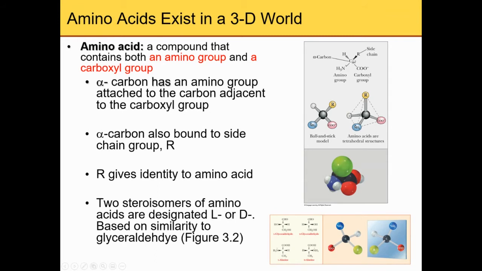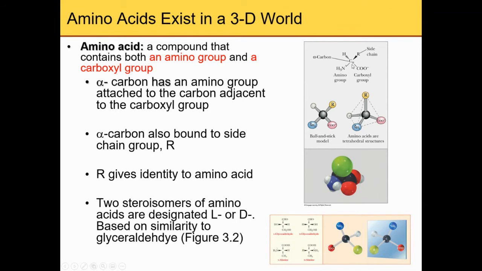Then you can see in the center here, that'll be the alpha carbon, and then you will always have one amino group, one carboxyl group, and then this side chain. The different amino acids basically differ in the side chain, because it is the side chain that gives us a different amino acid. All right, so this is the general structure, the general formula of an amino acid.